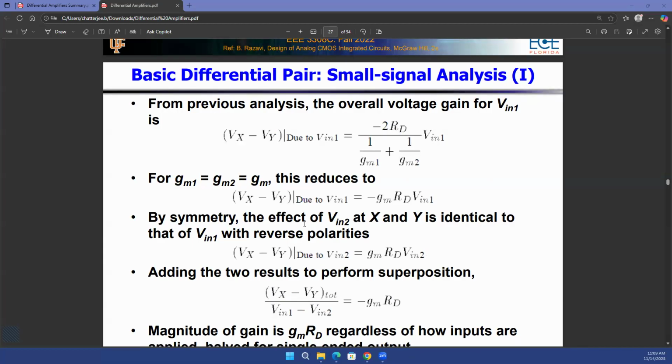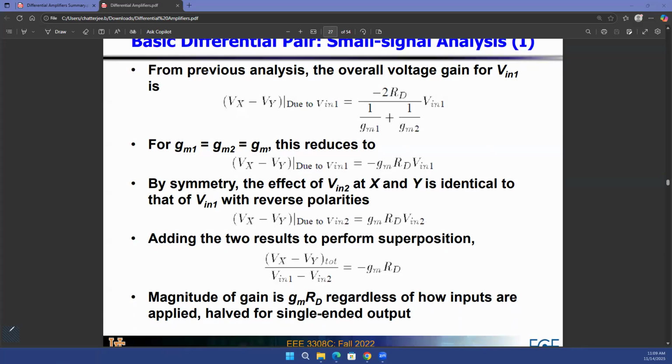Now, by symmetry, you can find out the effect of V in 2 at nodes X and Y. That would be identical to that of V in 1 with reverse polarities, because V in 2 just has a reverse polarity as compared to V in 1. So Vx minus Vy due to V in 2 is going to be plus Gm Rd times V in 2. And then if you add these two results due to the superposition principle, you can find out Vx minus Vy total divided by V in 1 minus V in 2 total. And that's just going to be minus Gm times Rd.